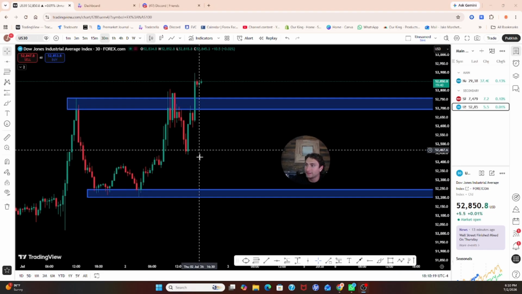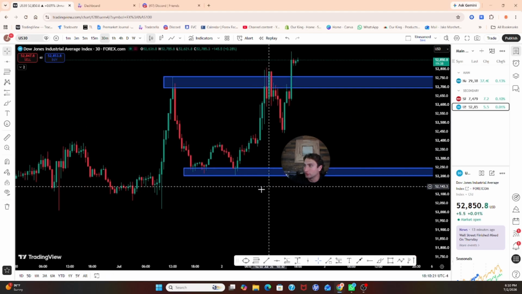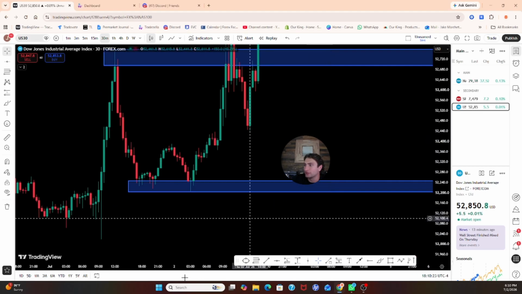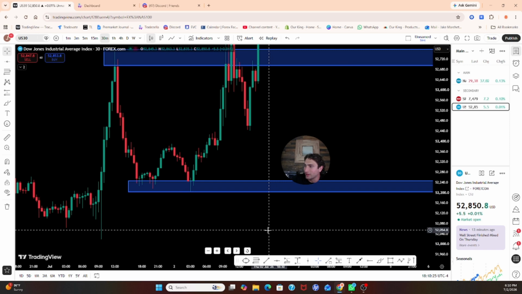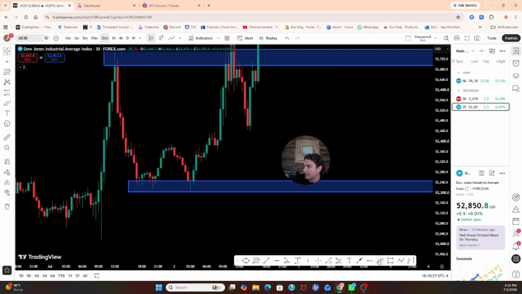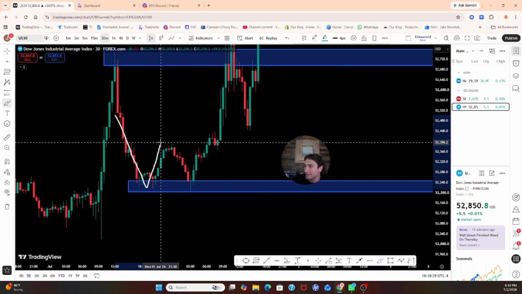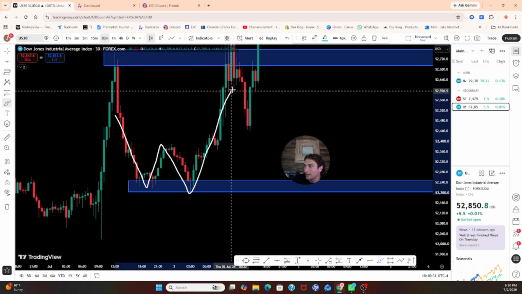Now, what is a reversal play? Well, a reversal play is perfectly executed down here. We can see on these charts right here that price came down and it came up again and came back down and moved up again.